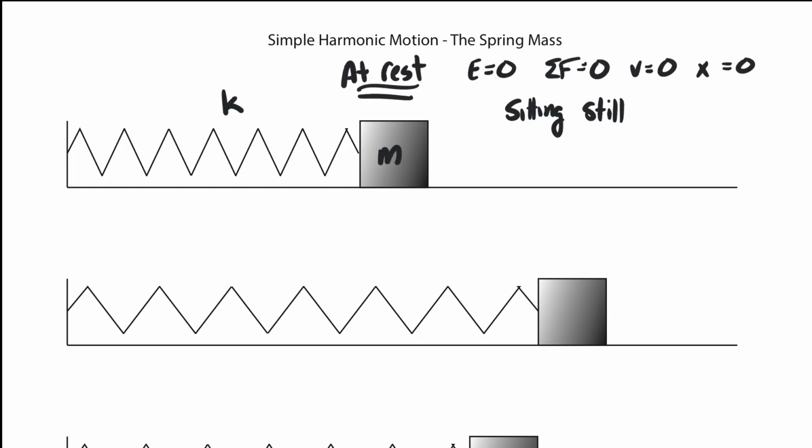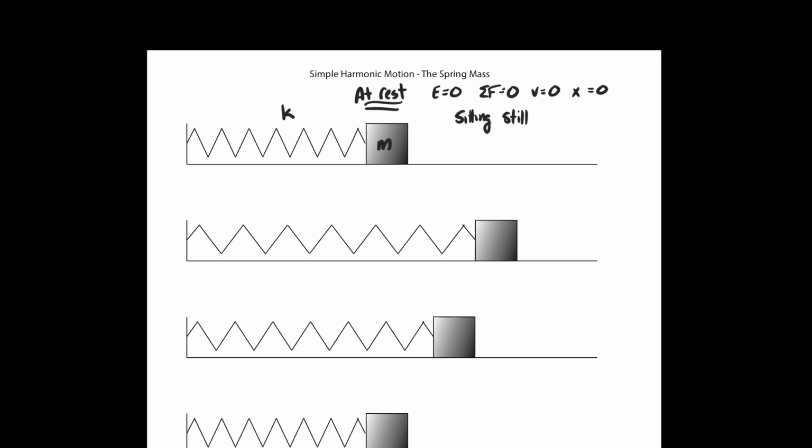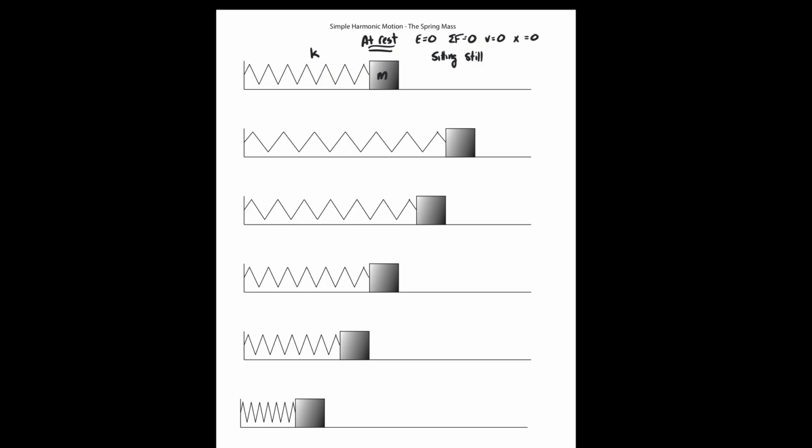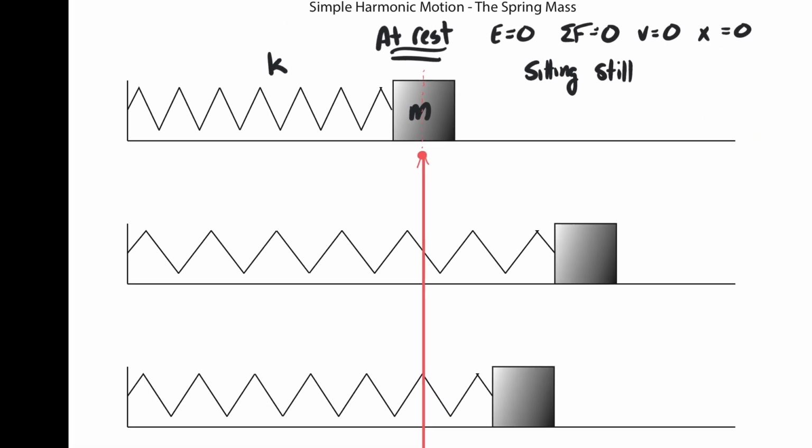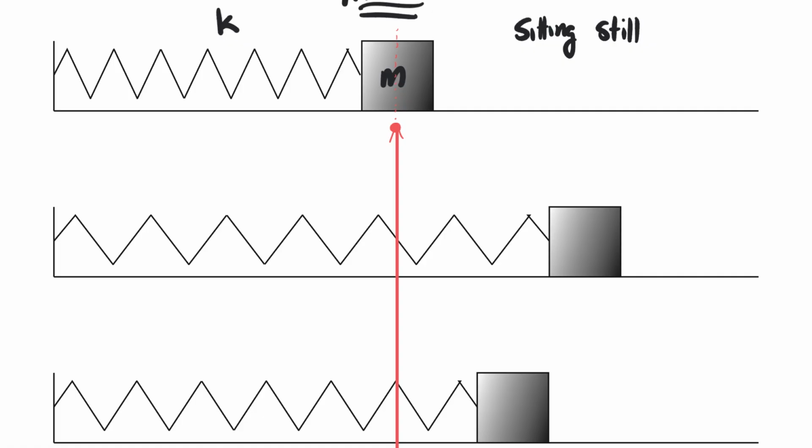But also, and this part is important, this line that represents the equilibrium position. So this is when the object is in equilibrium. Because what we're going to do is take this object and displace it and talk about how the spring and the mass work together to create an oscillator.